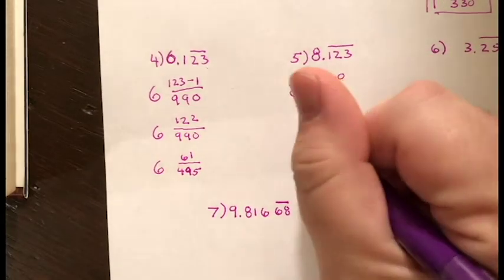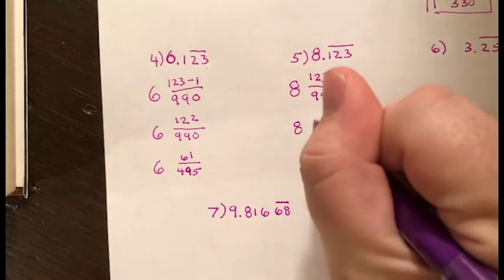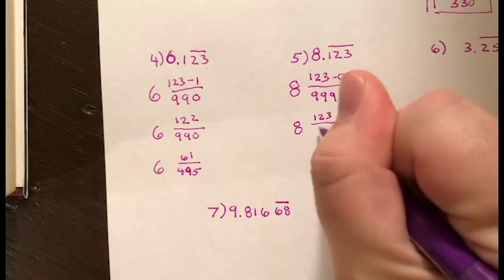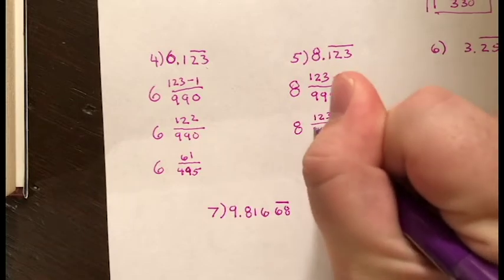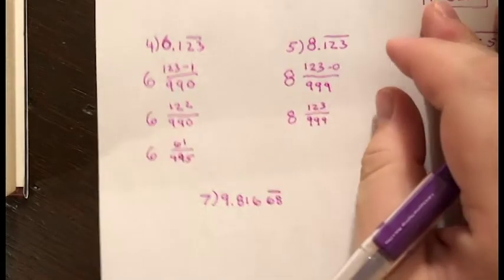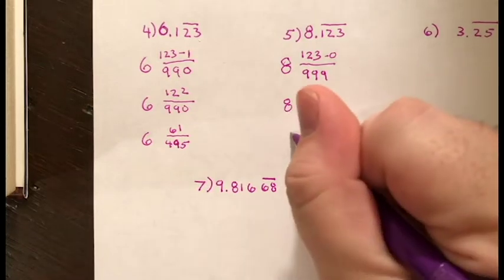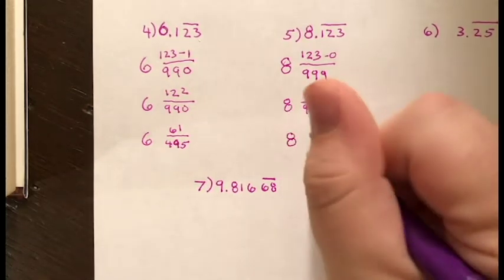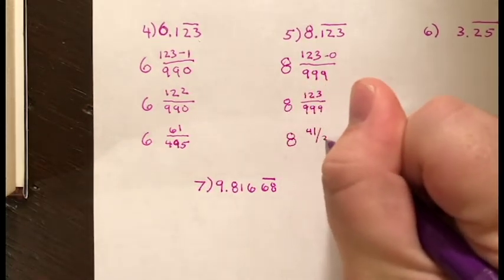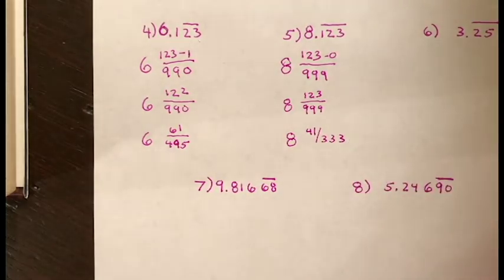Okay. So my fraction is 8 123 over 999. I can work this out and we can simplify it. And in this case, I would get 8 and 41 over 333.